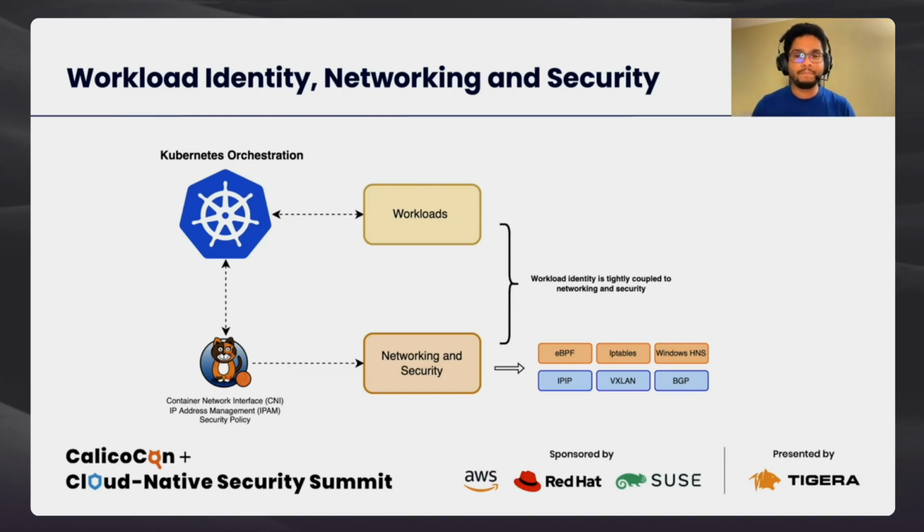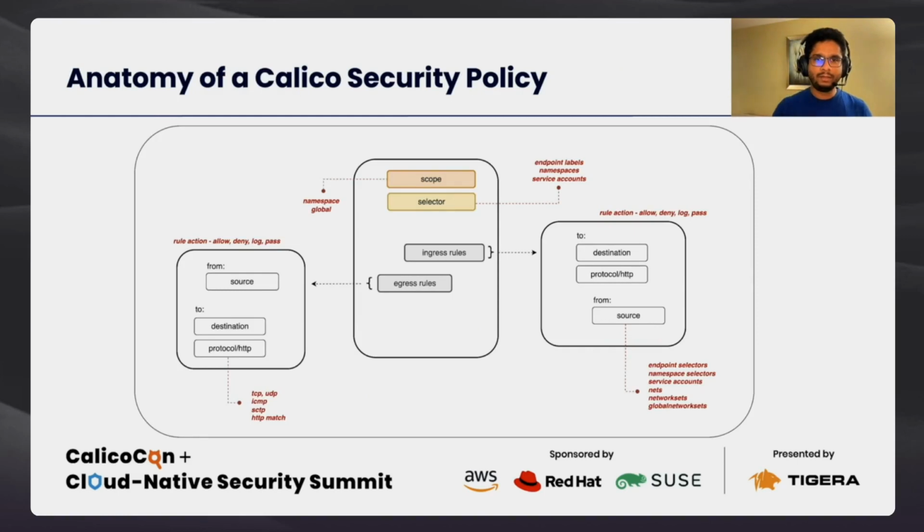Now, the primary benefit of this tight integration with the orchestration plane being that workload identity is tightly coupled to networking and security in a way that was never before possible prior to Kubernetes. And this offers a number of advantages that we will explore in the subsequent slides. Okay, so let's have a look at the anatomy of a Calico security policy.